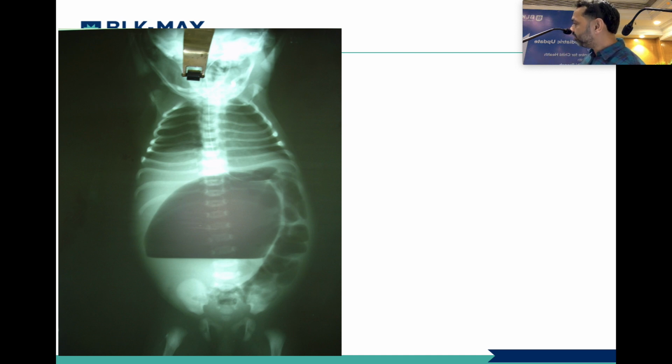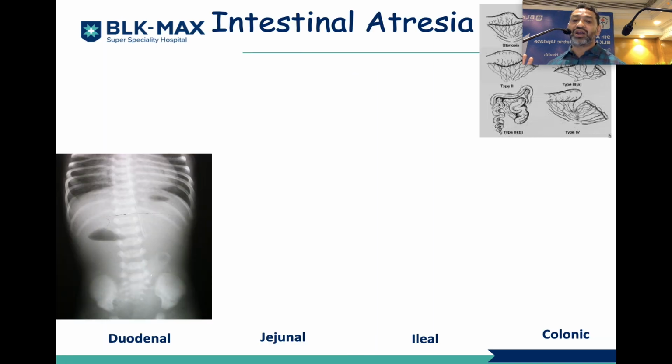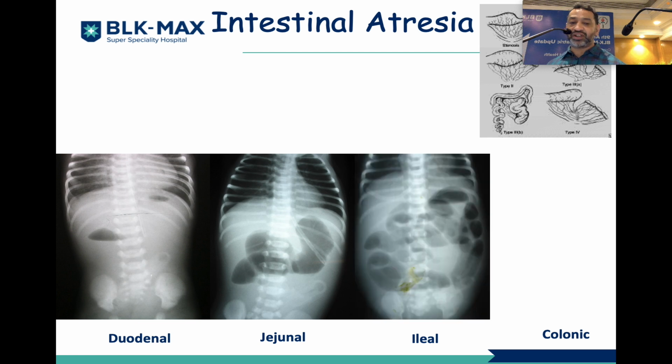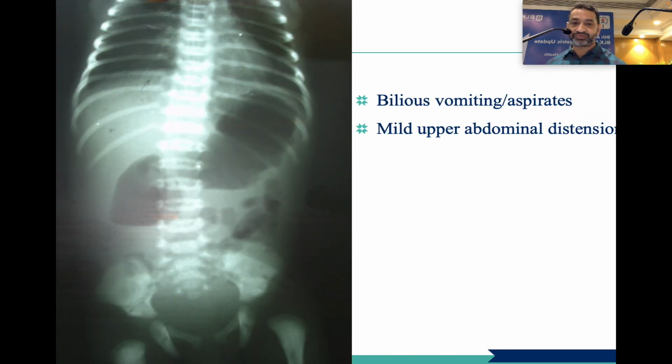Here, what you're seeing is a very large air fluid level. So this is again a very classical picture which you see in colonic atresias and sometimes also in the pouch colon. So there is a large intestine with a large air fluid level, findings suggestive of colonic atresia. So these are the different kinds of atresias which we usually come across, and you should always keep in your mind the very classical picture of these X-rays, that is double bubble, triple bubble, multiple air fluid levels and a single large air fluid level seen in the colonic atresias.